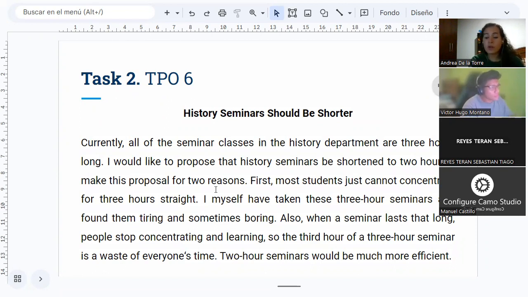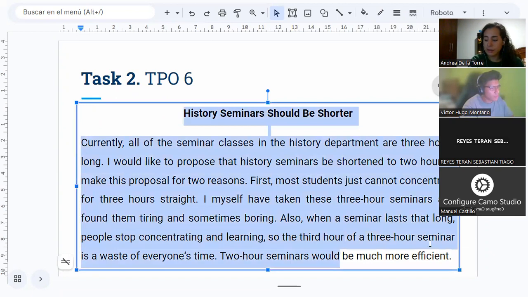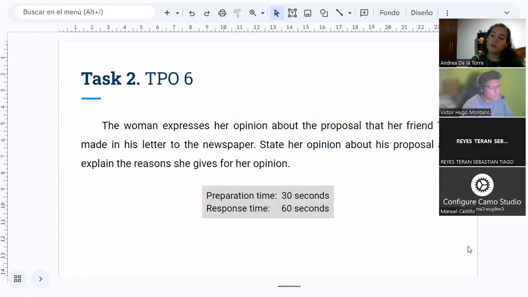So you have to talk more about the student in the conversation. You cannot talk too much about the student in the letter, right? So in that case, you could just say the student in the conversation doesn't support the proposal made by her friend in the letter, right? Or you just use the template, sorry. You say, student in the conversation is against the idea of shortening the seminar, the history seminars. First of all, she explains that, and then you explain, right?